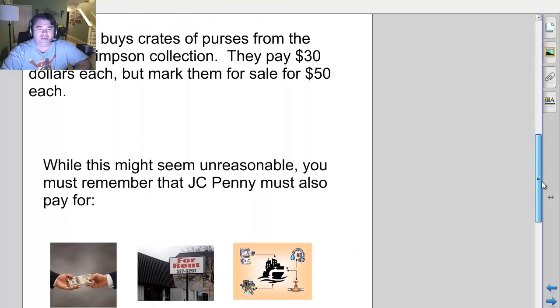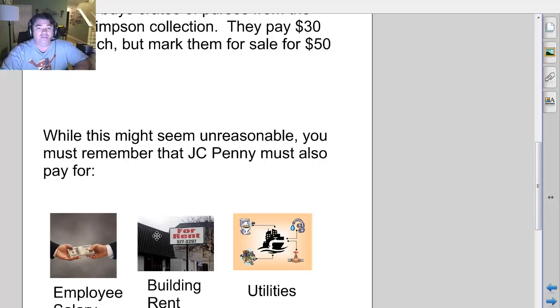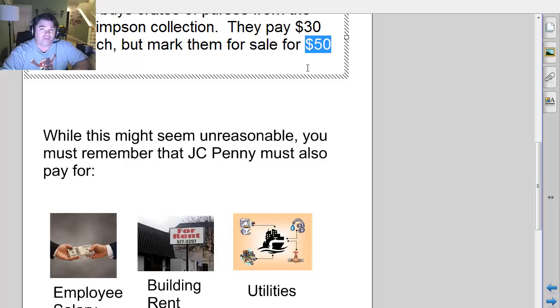You must remember that JCPenney pays for employee salaries, building rent, utilities, which would be water, gas, sewer, electric. They have other fees as well. They have to pay corporate. They have to pay part of their advertising costs, and so on. For a while, I worked for Bob Evans Restaurant and Blockbuster Video, and as a store manager, I got to see that a lot of cost was involved, more than just paying the employees. So you really have to sell a lot, or sell for a lot more, in order to make your profit.